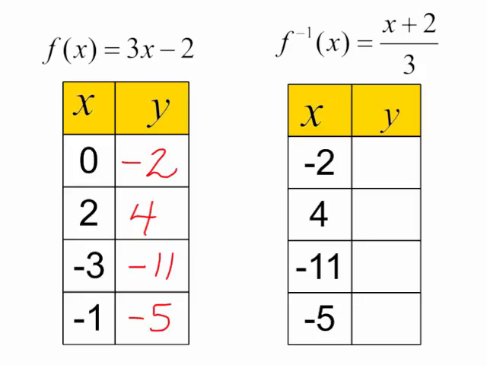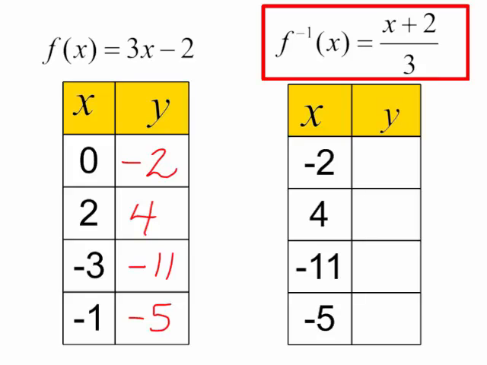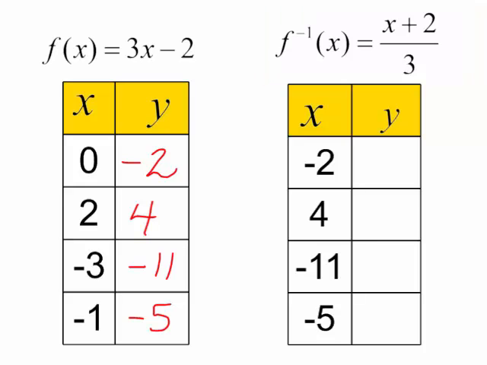Let's do the same for f inverse of x. F inverse of x is (x plus 2) divided by 3. If I plug in -2 for my domain, I will get 0 over 3, which is simply 0. If I plug in 4, 4 plus 2 is 6, divided by 3 is 2.